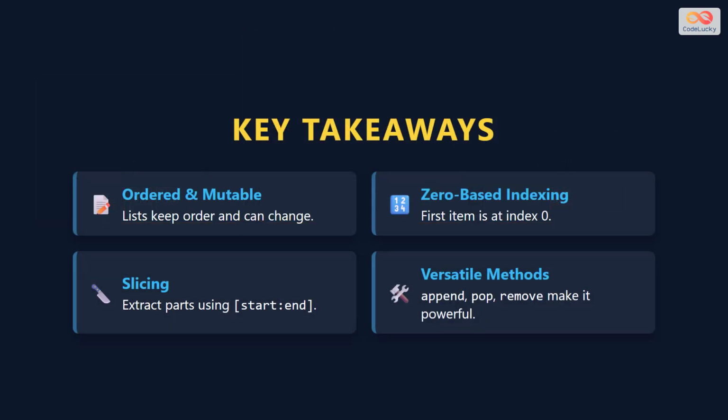To wrap up, remember that Python lists are ordered and mutable collections. We use zero-based indexing to access items and slicing to get ranges. With methods like append, remove, and pop, you have full control over managing your data.